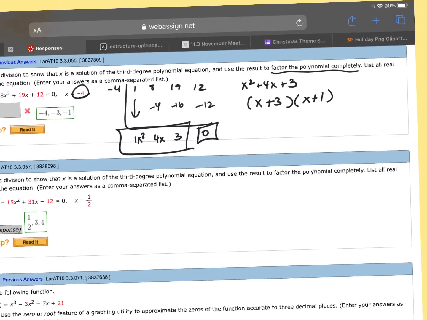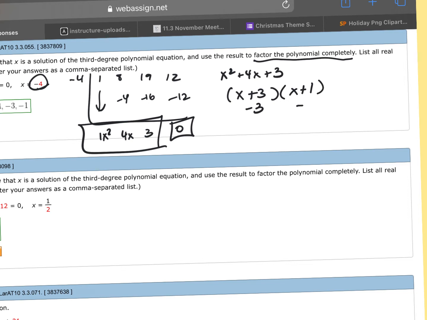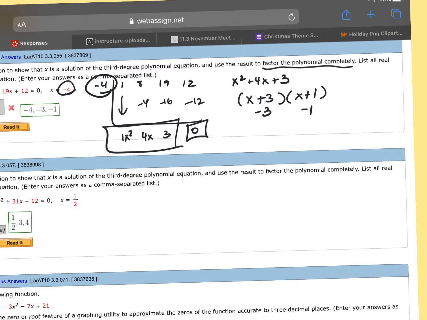And then list all the real zeros. This would be -3, -1, and the -4 that they gave you at the beginning. So you need all three. Yeah, you need all three.